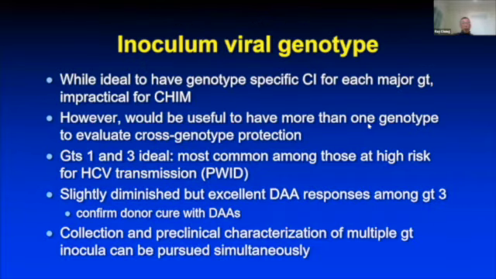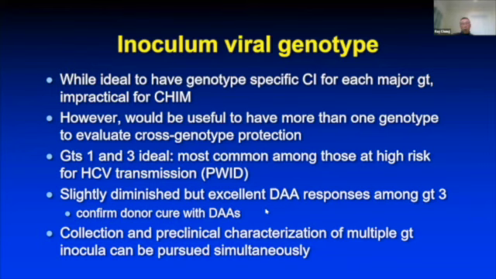What about genotype? Well, it's ideal to have a genotype-specific challenge inoculum for each of the 6 major genotypes. This might prove impractical, at least for initial CHIM studies. However, it may be useful to have more than one. So somewhere in the middle, I think 2 genotypes may be a reasonable choice, and the 2 most perhaps attractive genotypes would be genotypes 1 and 3, which are clearly most common among those at high risk for HCV transmission, namely persons who inject drugs, responsible for nearly 90% of infections between those 2 genotypes.